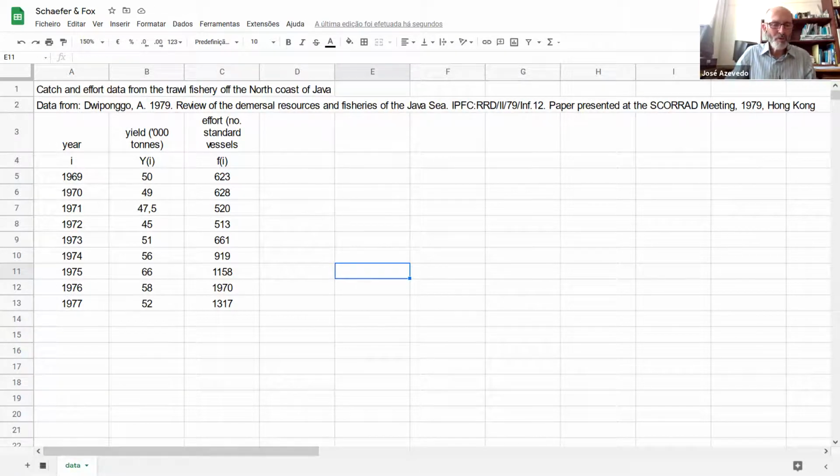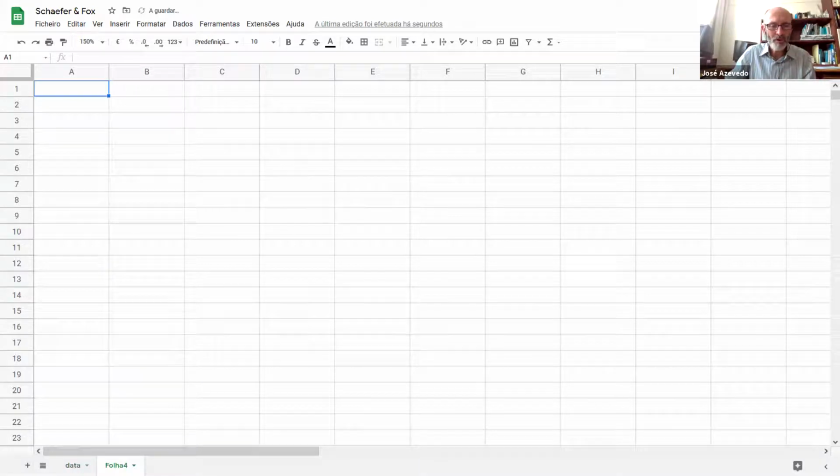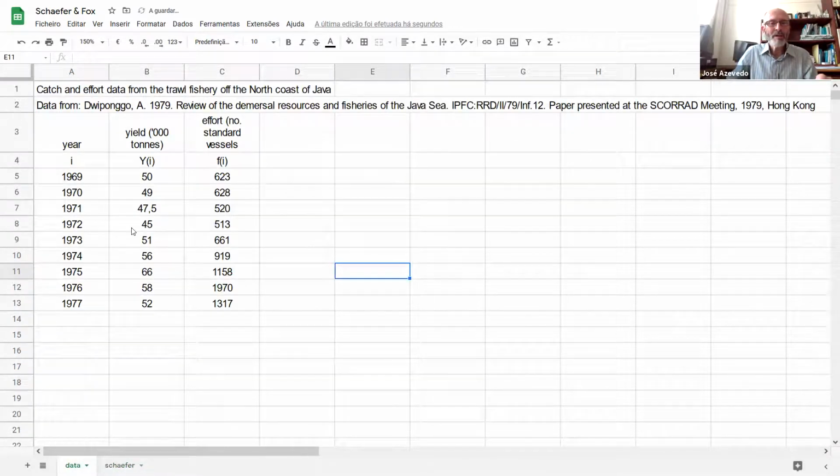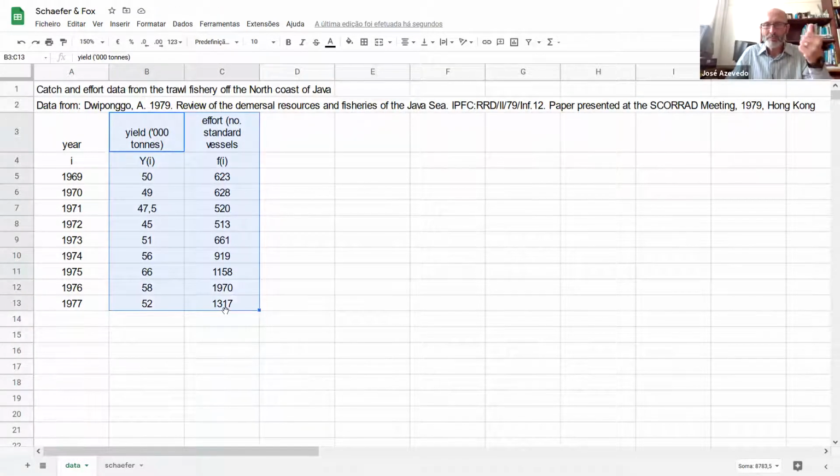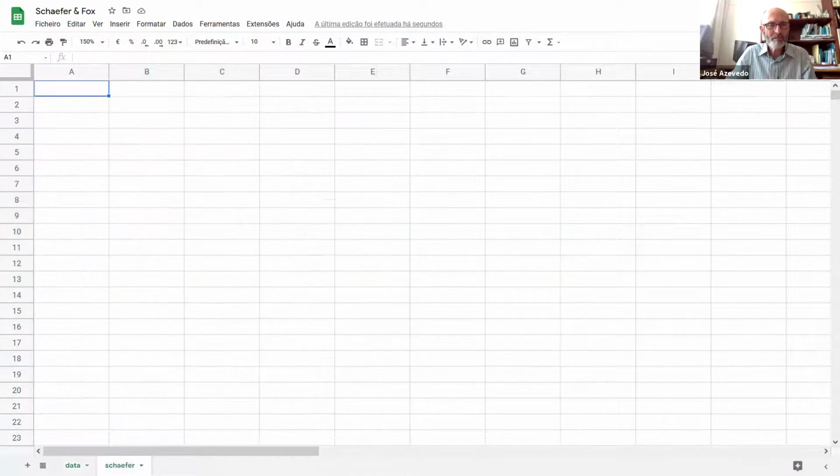And what I'm going to do with you is go through the steps to calculate the fishing effort that leads to maximum sustainable yield using the Schaefer model. So a good practice is don't change the data sheet, right? So I'm going to create a new sheet and call it Schaefer, because that's the model I'm going to use. And I'm going to copy the data that I need. I only need yield and fishing effort. So I'm going to copy this and put it here.